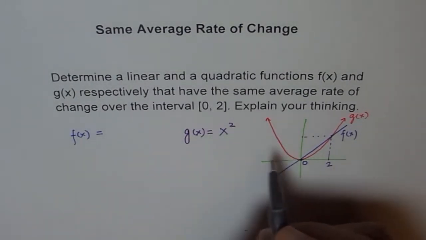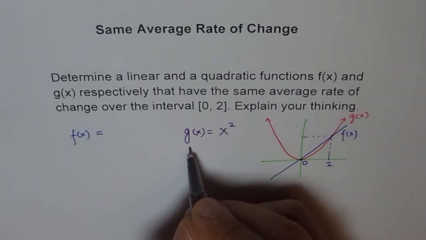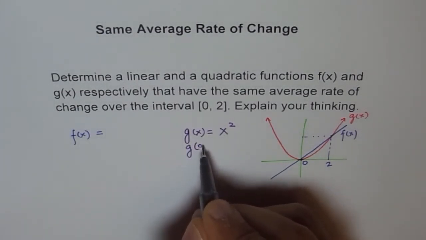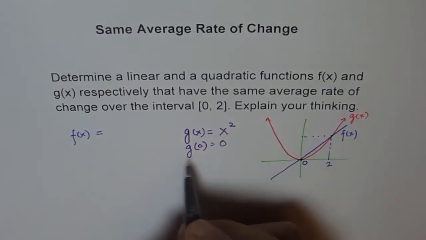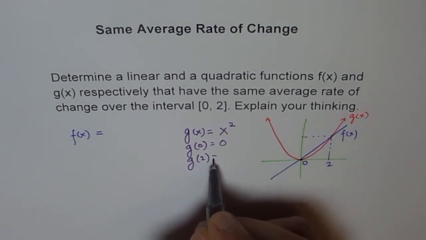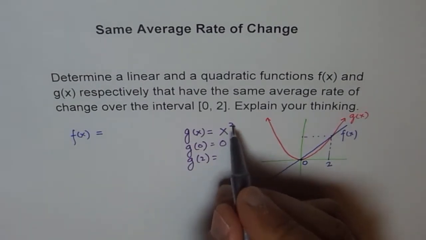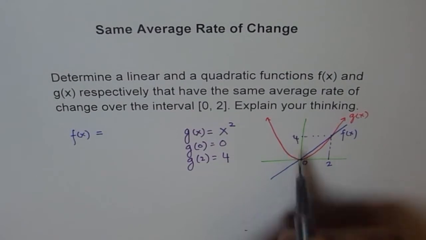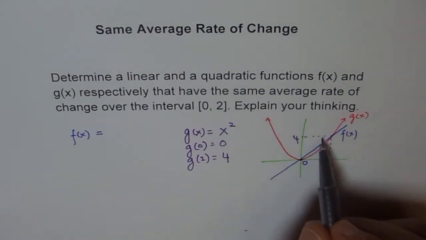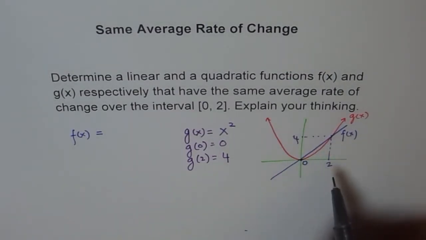In that case, what is g of 2? We have g of 0 is 0. And what is g of 2? We have g of 2 as 2 squared, right? Which is 4. So this point should be 4. Is it okay? Now once we know this point, we can find the equation of our line.